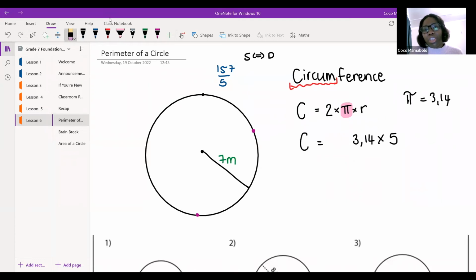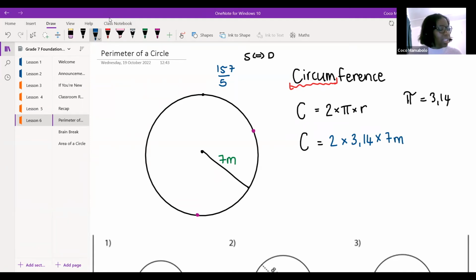I need a volunteer. Who's going to tell us what we're going to write for my circumference? Masichaba's hand shot straight up. Okay, Masichaba, what am I going to write? I'm going to write circumference is equal to 2 times 3.14. Excellent. Times 7. Good. I'm just going to add the meters there because we're calculating for perimeter.